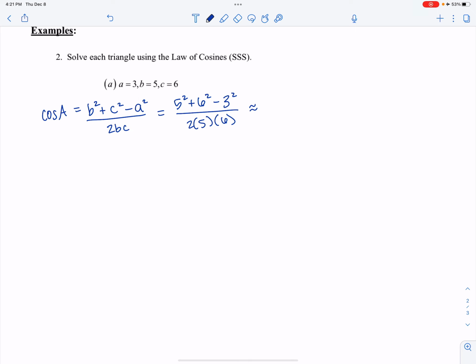And that's approximately 0.867. So that's the cosine. If I just want the A, I have to take cosine inverse, which gives us 29.93 degrees. So we have A.